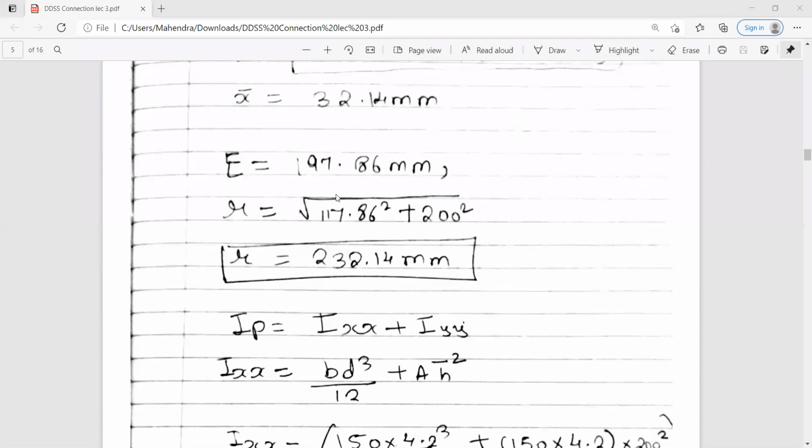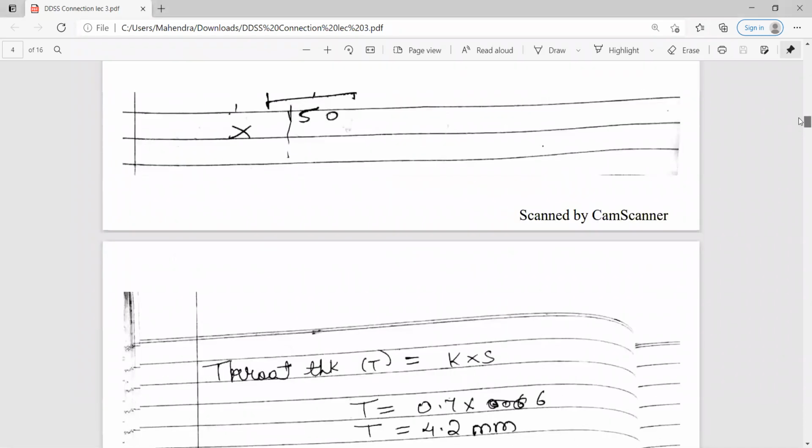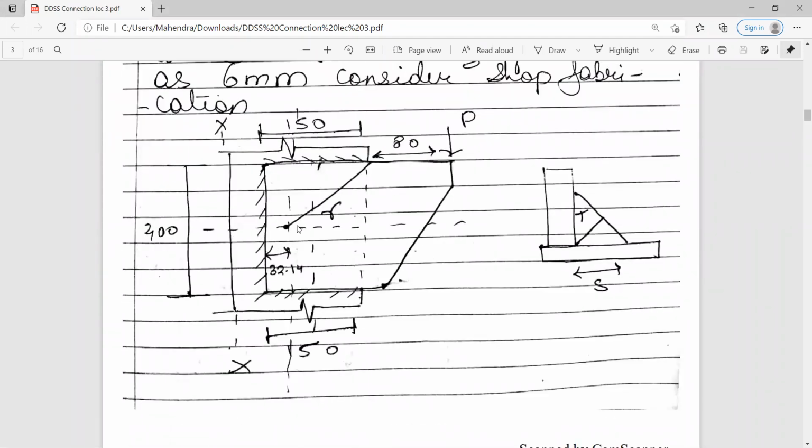Then R, again from the Pythagoras theorem, you can see the diagram. R कैसे मिलेगा? See, यहाँ से लेके इतना डिस्टेंस, अभी यहाँ से लेके इतना डिस्टेंस कितना हुआ? 150 में से 32.14 minus करोगे तो आपको कितना मिलेगा? Something 117.86. Because you want this distance and this distance. So ये total distance कितना है आपका? 400. So this distance will be exactly in the center. So it will be 400 by 2, that is 200.